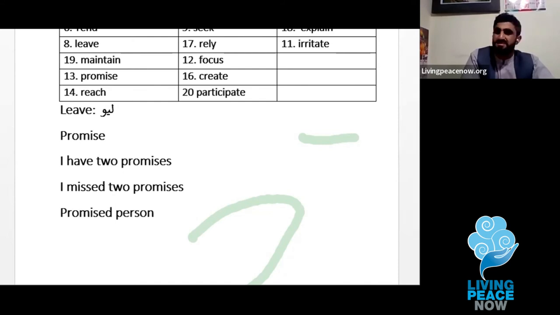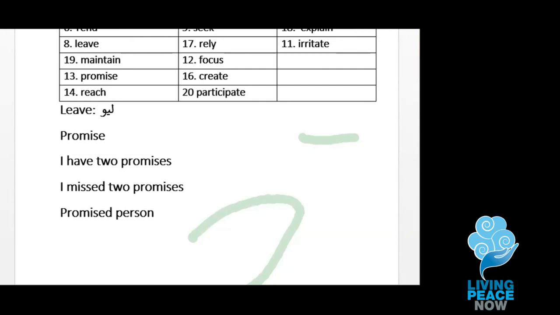A promised person is a person who is, for example, a believable person and a good person. Every time, for example, you come on time to the center and complete your promises, that means you're a promised person. Bashir and Amacha, have you understood this? Yes, sir. We understand.